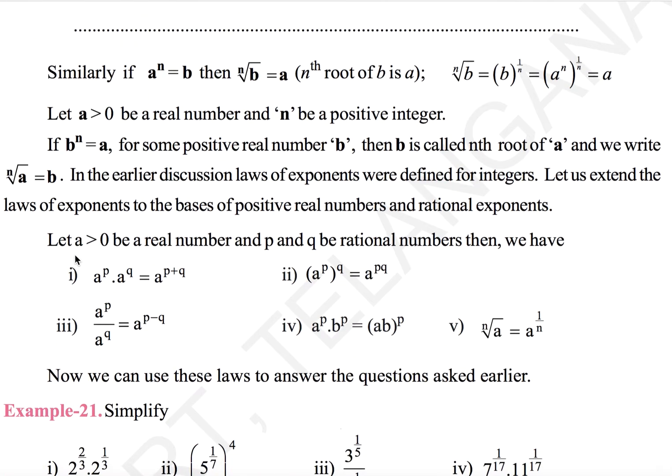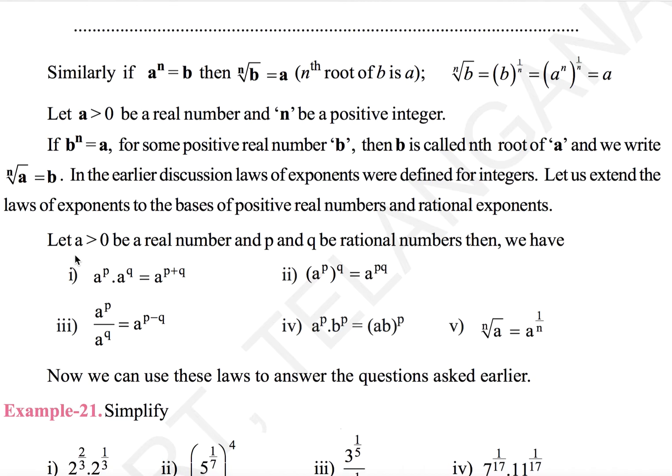Similarly, if a power n equal to b, nth root of b is a. Okay. Nth root b is b power 1 by n. A power n whole power 1 by n is nothing but a. Let a greater than 0 be a real number and n is a positive integer. If b power n equal to a for some positive real value b, then b is called the nth root of a. And we write nth root a equal to b.